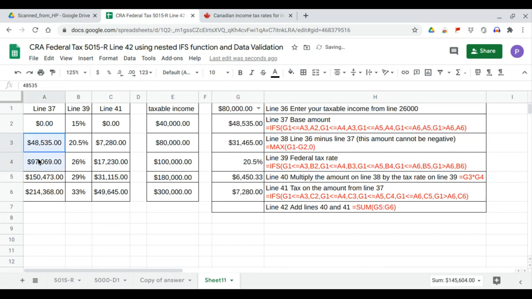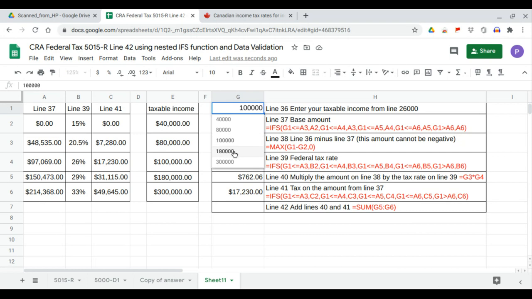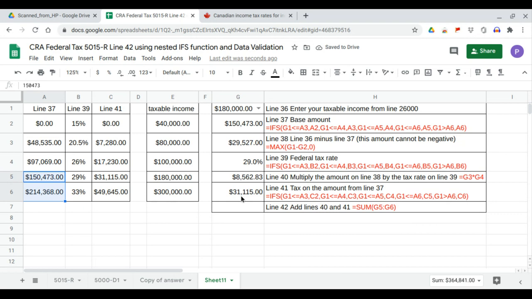At 80,000, which is within this range, the tax amount is 7,280. At 100,000, which is within this range, the tax on the amount is 17,230. At 180,000, which is within this range, the tax on the amount is 31,150. And if it is 300,000, greater than 214,368, the tax on the amount is 49,645.